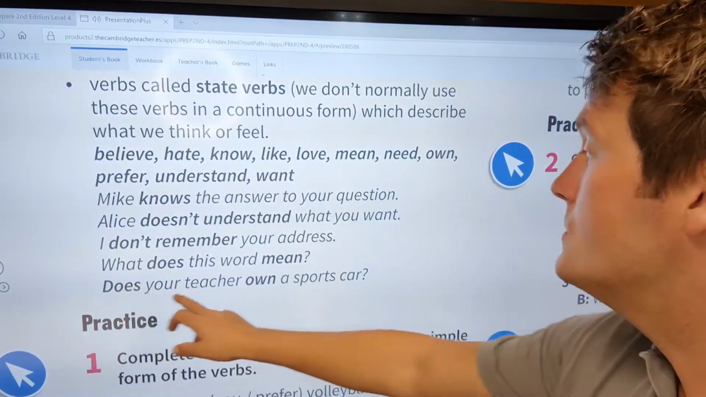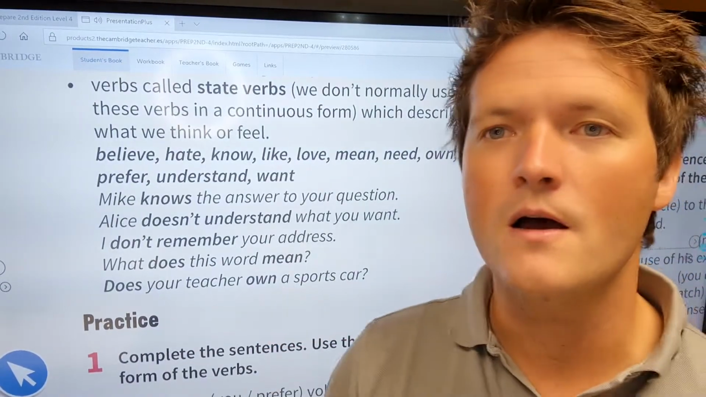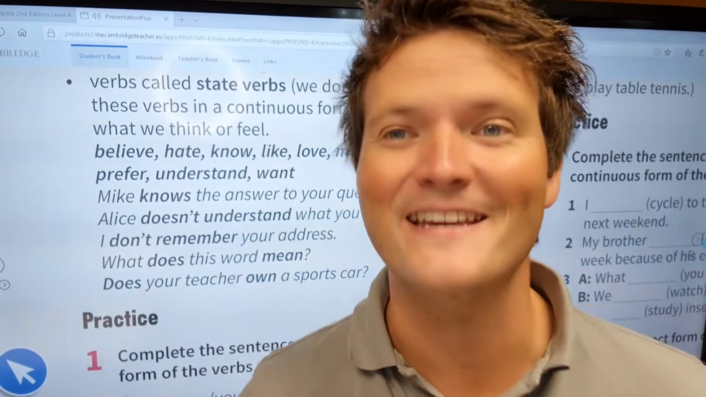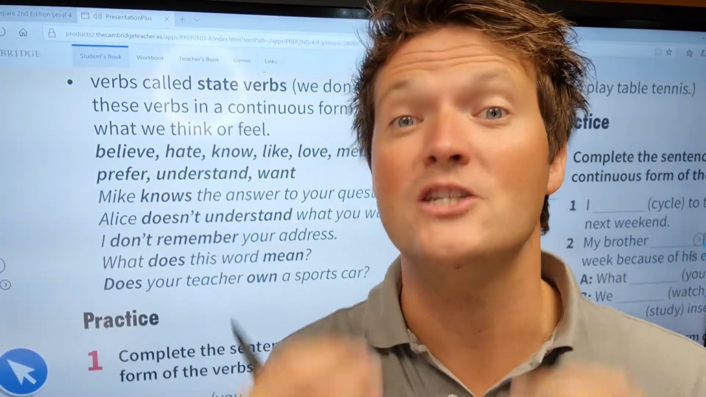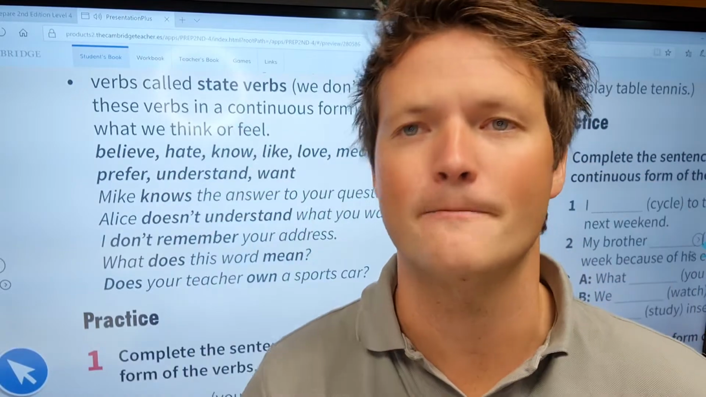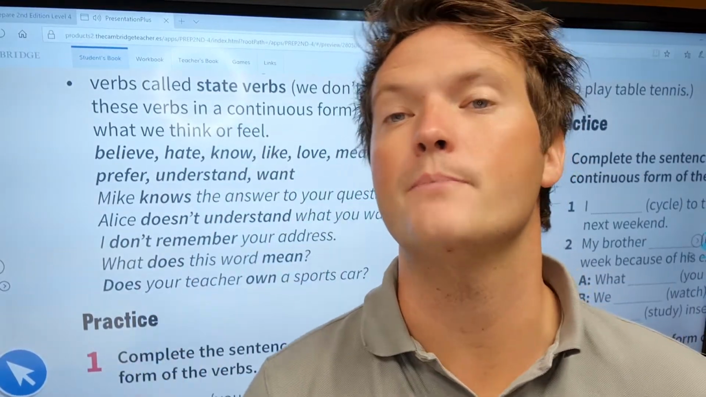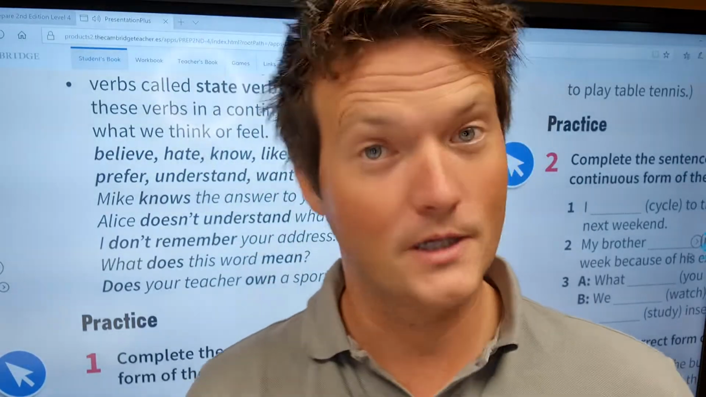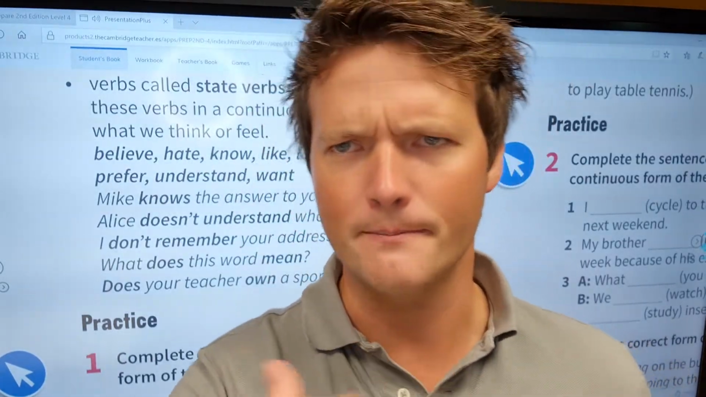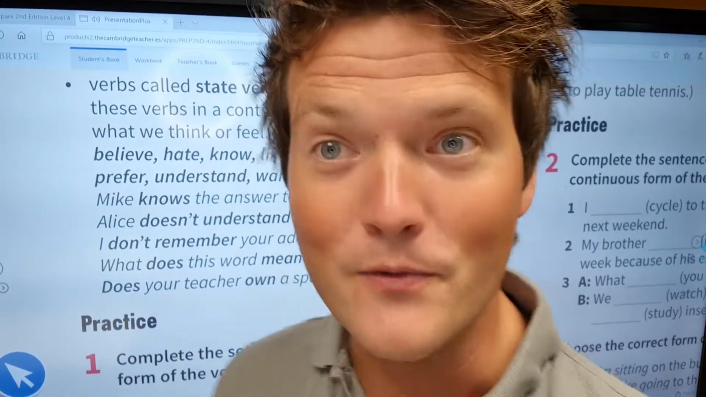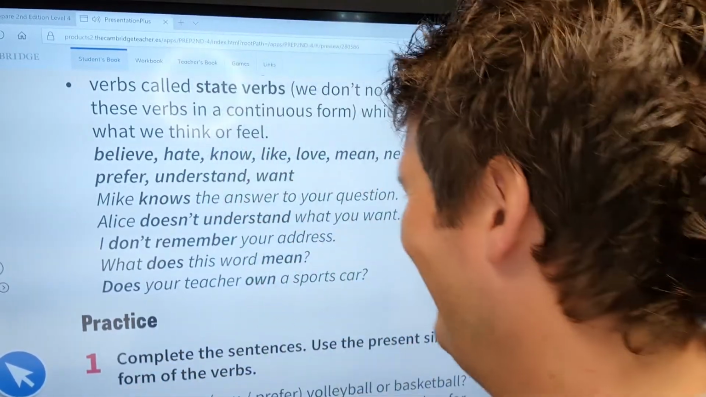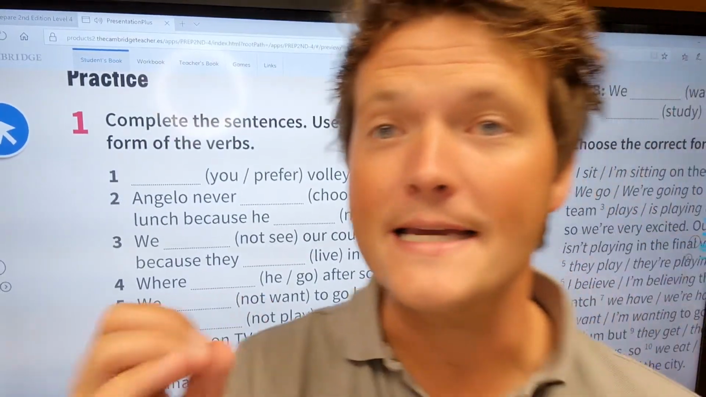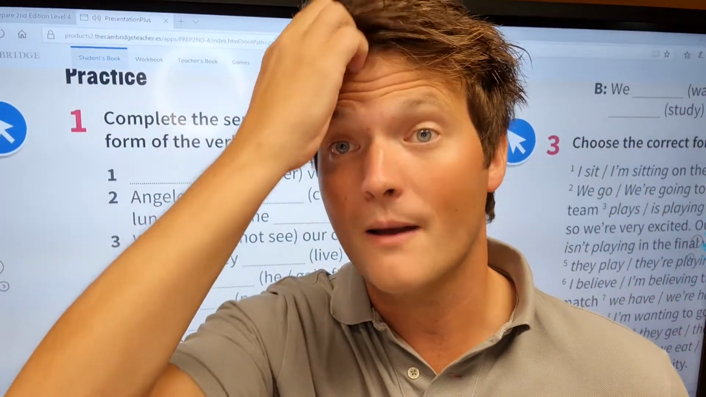Another example, does your teacher own a sports car? Own is a funny verb that we use a lot in English. It means that you have something and it belongs to you. It is your possession. You possess it, right? So we use it a lot, for example, to say, I own a house. I own a car. Yeah, look at me. Great. I own things. I have money. Right? So, good.